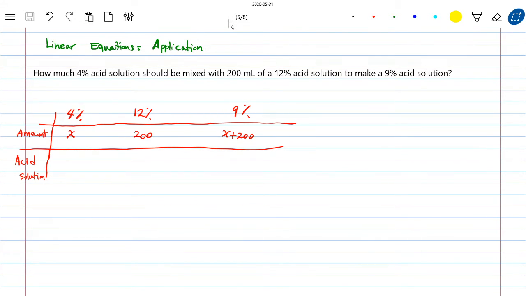Let's talk about linear equations application. So far we've talked about linear equations, how to solve them, rational equations, how to solve rational equations, not every type, but the ones that simplify to linear. Now let's discuss the linear applications, linear equations application.